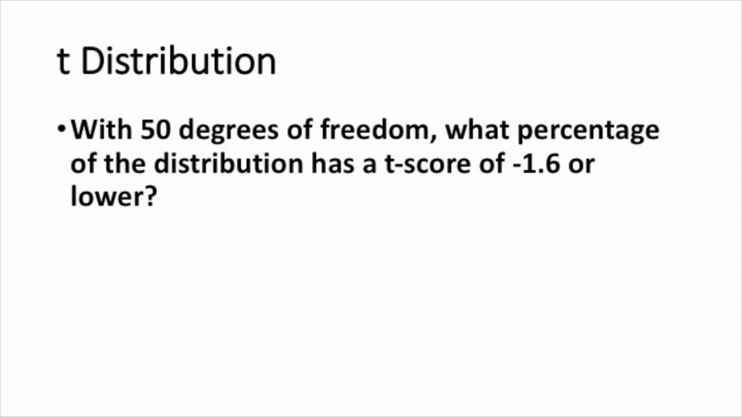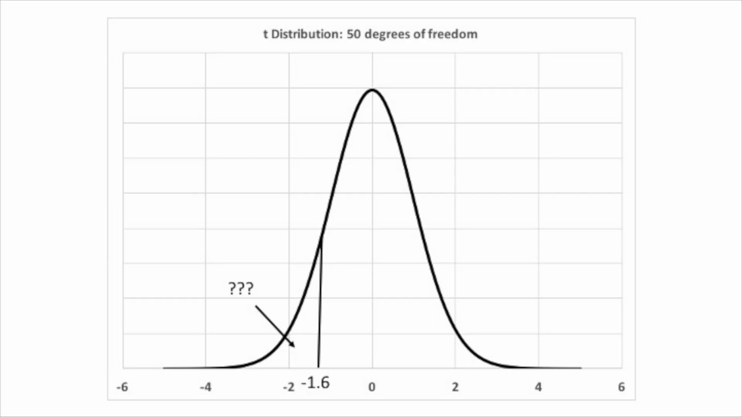So here's your final exam. This is the hardest question we've looked at so far. It says, with 50 degrees of freedom, what percentage of the distribution has a t-score of minus 1.6 or lower? We'll start by drawing a t-distribution. So you have a curve that's symmetric, single-peaked, and bell-shaped. You put the 0 in the center of the curve, so you know you're on the left side of the distribution. So you can put in a minus 1.6, but of course you don't know the area under the curve to the left of that.